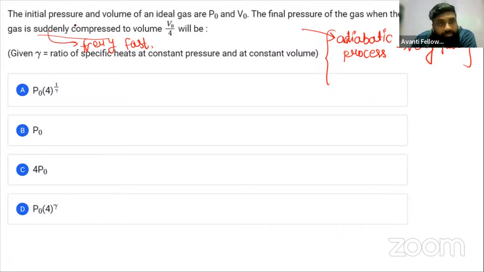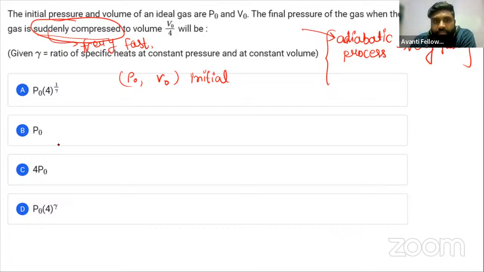So try to find these types of keywords in a particular question. In this question, the initial pressure and volume are P naught and V naught. These are the initial pressure and volume.